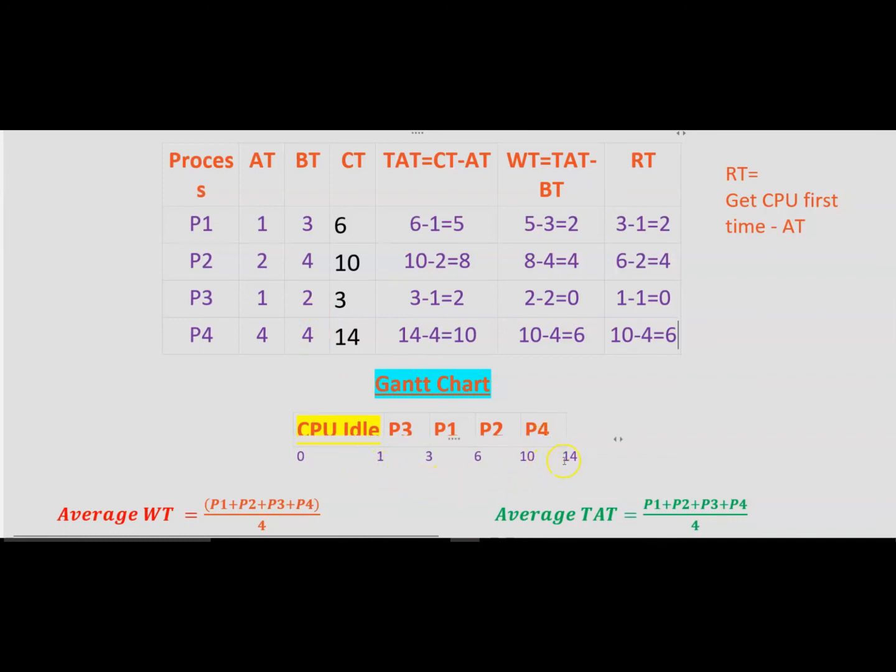The answer you're getting is 14, because one particular time interval is wastage. You can subtract that one time interval. So 14 minus 1 is equal to 13. So always the Gantt chart's last value, as well as the sum of the burst times, is always equal. This is, you can say, the confirmation of your result that you are on the right track.